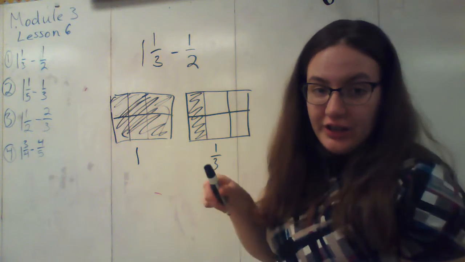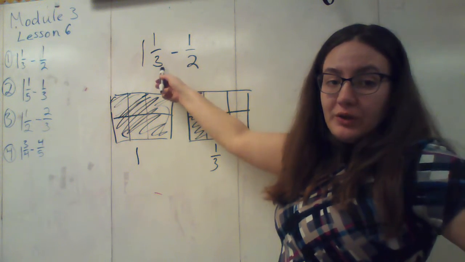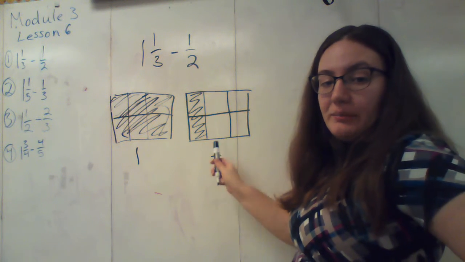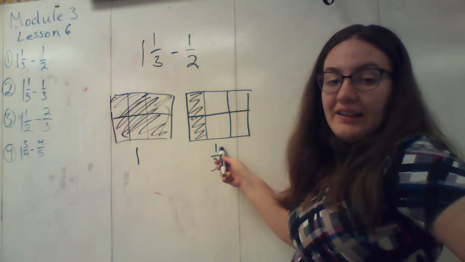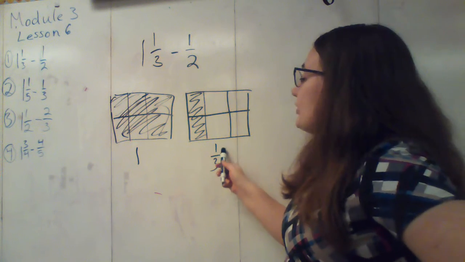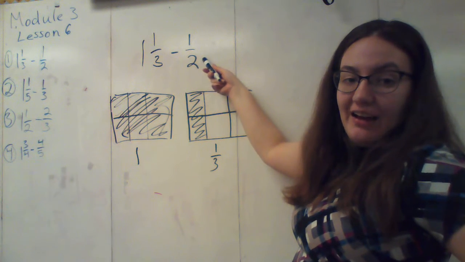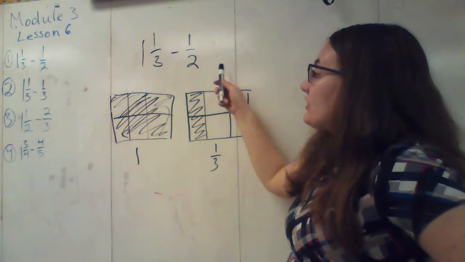So just to backtrack real fast, I drew 2 boxes to show 1 1/3. So I have my 1 and my 1/3. I cut this model into thirds because that is the denominator, and then I shaded in 1 to show 1/3. I then cut both of my models in half because that is what I'm subtracting by, and I need those equivalent fractions.